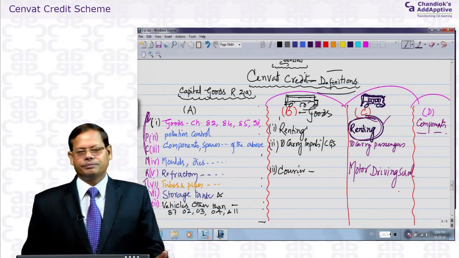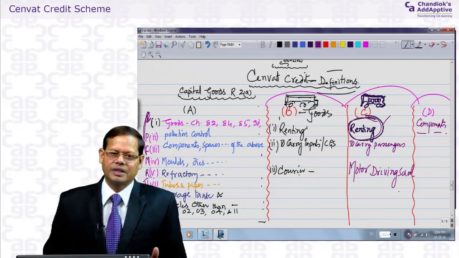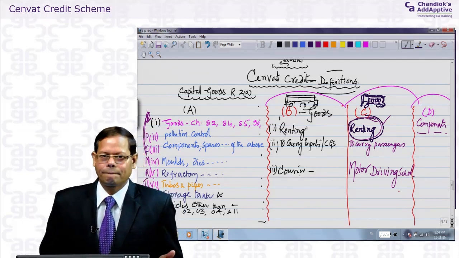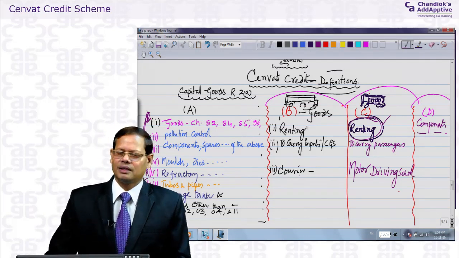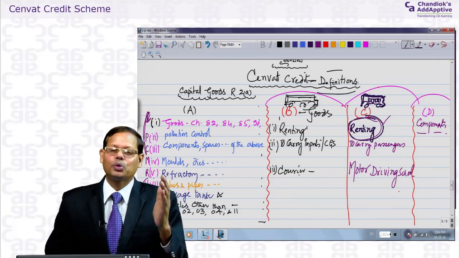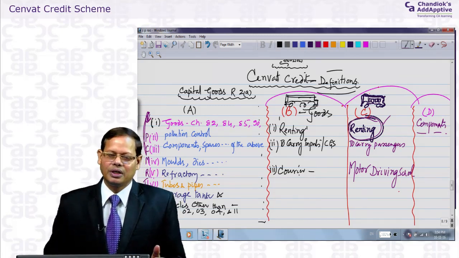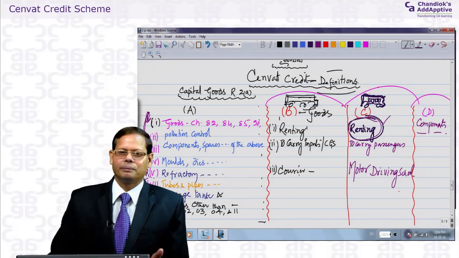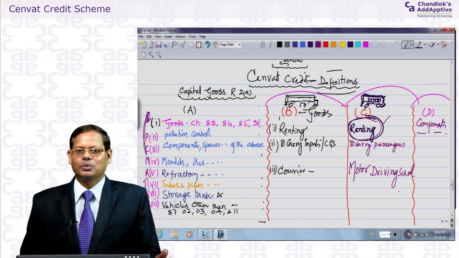And TSV. T for tubes, pipes and fittings, S for storage tank, V for vehicles, other than, again, 2, 3, 4, other than 87, 02, 03, 04 and 11, 2, 3, 4, 11.